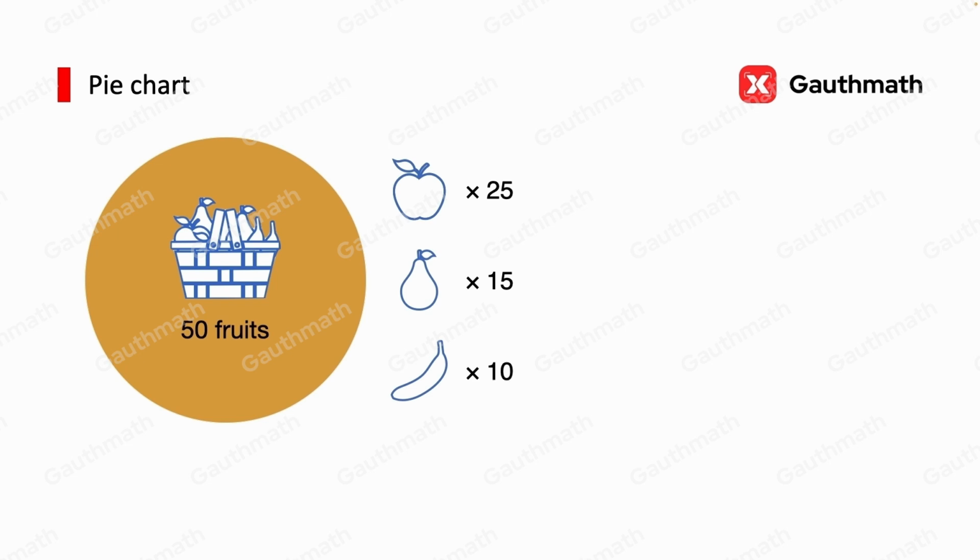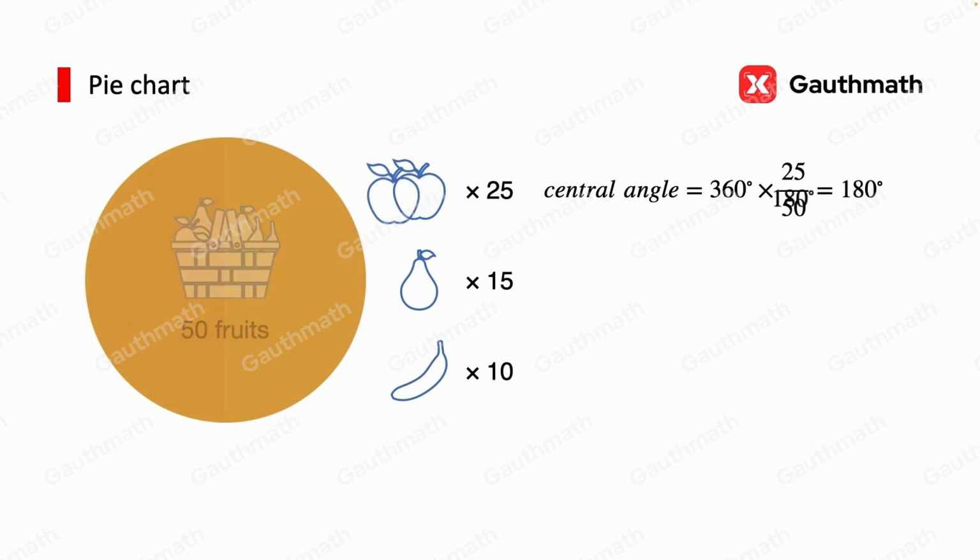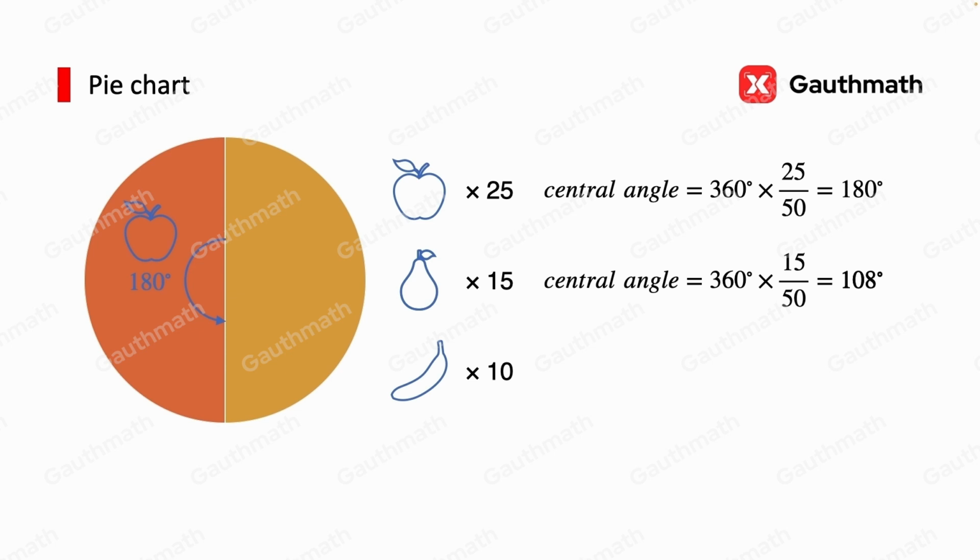So we can calculate the central angle by multiplying the proportion of apples to total, which is 25 over 50, by 360 degrees, and get 180 degrees. So we can draw a sector for 180 degrees in the circle, representing the apples, like this. And then we can do the same thing to find the slice representing the pears. 360 degrees times the ratio of 15 pears over 50, the total, and we have 108 degrees.